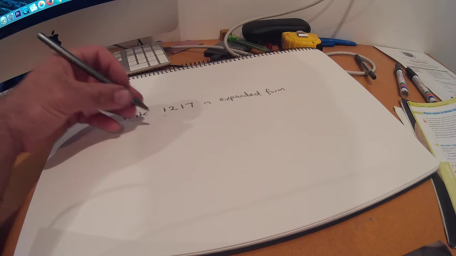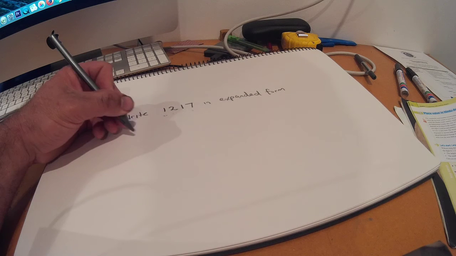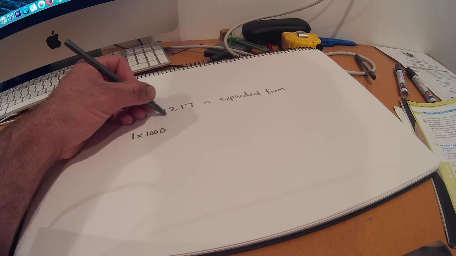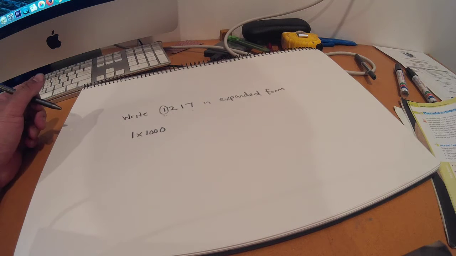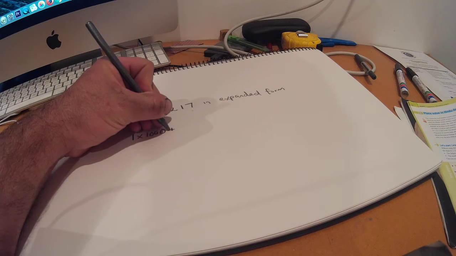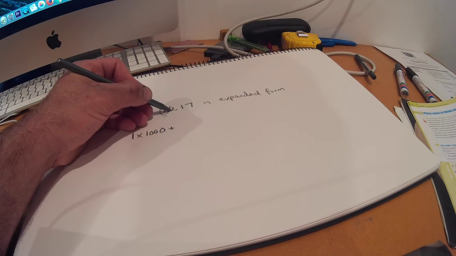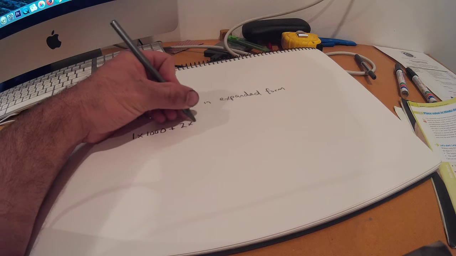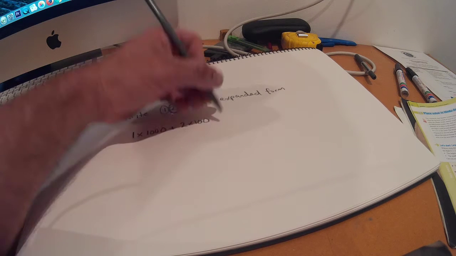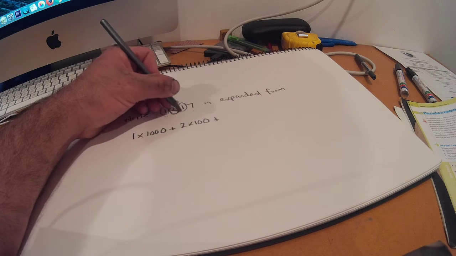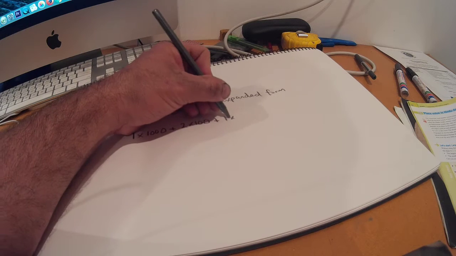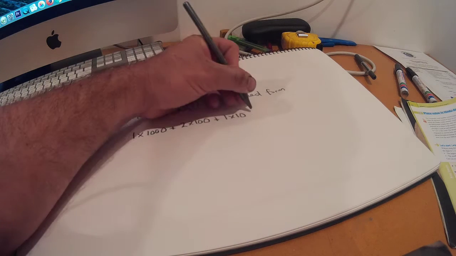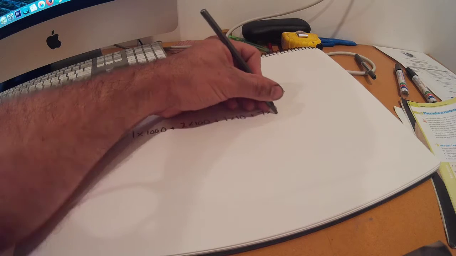So start with the biggest number, and you're going to say the first number is 1 times 1,000, because that's the thousands column that we just talked about. And then you're going to add plus this column, and this is the 100s column, and it's 2 times 100, plus, this is the tens column, 1 times 10, and this is the units column, plus 7 times 1.